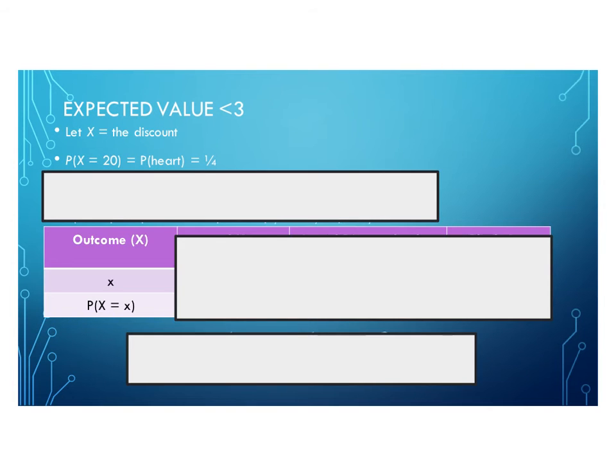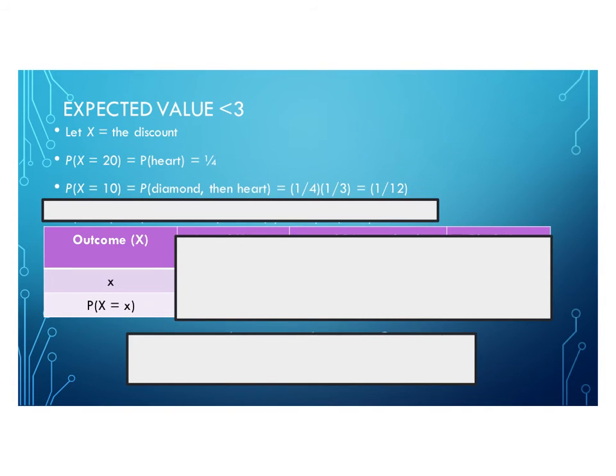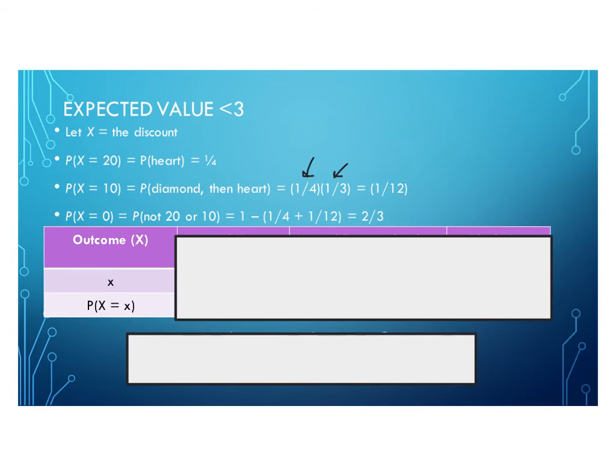We also know we get a $10 discount if we obtain the diamond first and then find the ace of hearts. So the first fraction there is the probability of us obtaining the diamond, and then the probability of us obtaining the ace of hearts, because it's like we already found the diamond. There's only 3 cards left. One of them is the ace of hearts, which is 1 over 12. And then the third thing we know is there's no discount, meaning we don't get 20 or 10. So you would do 1 minus 1/4 plus 1/12.